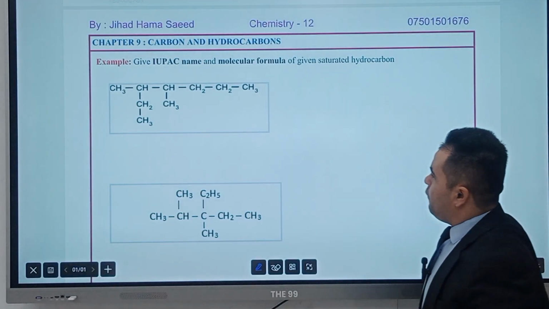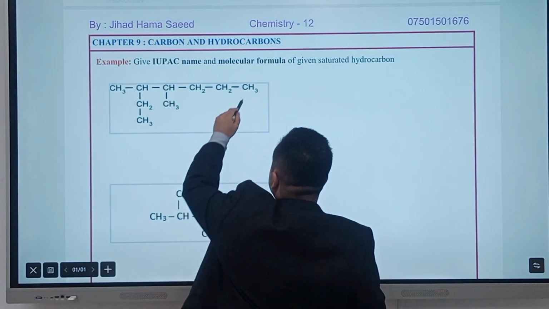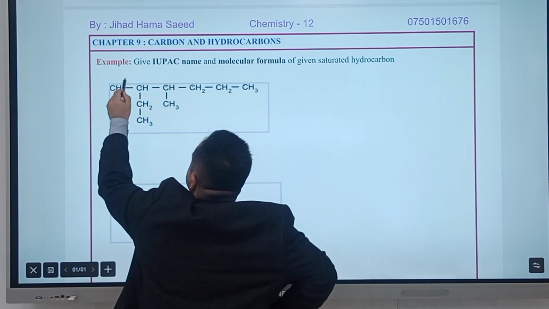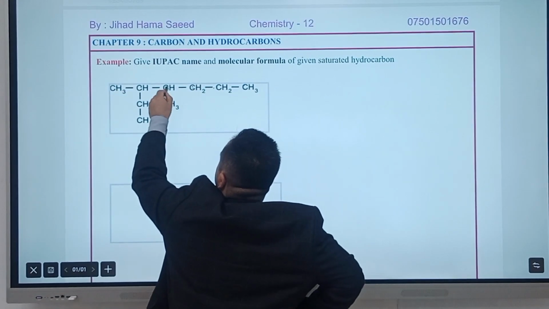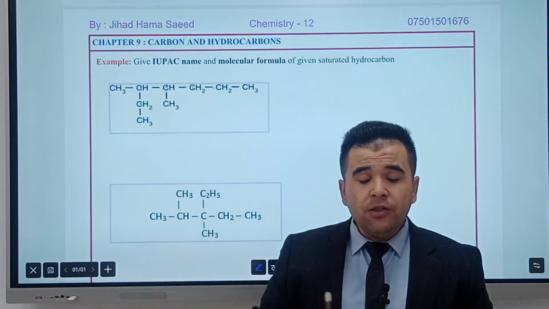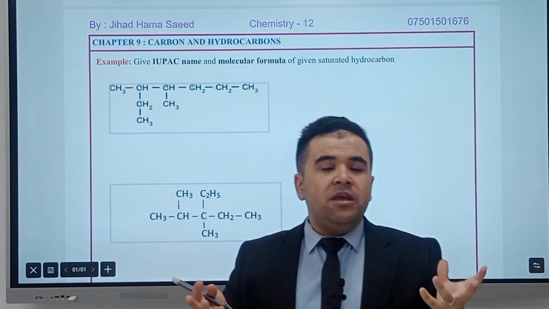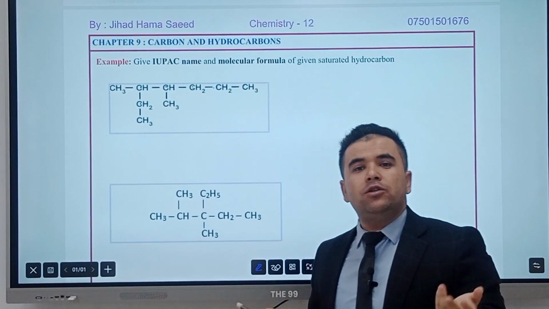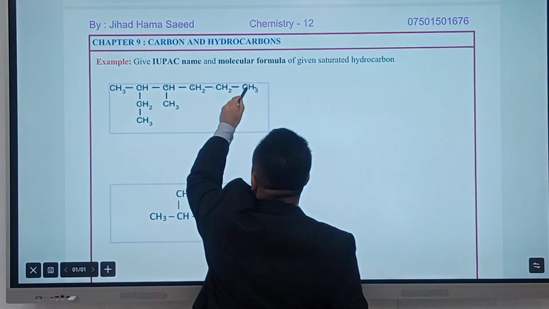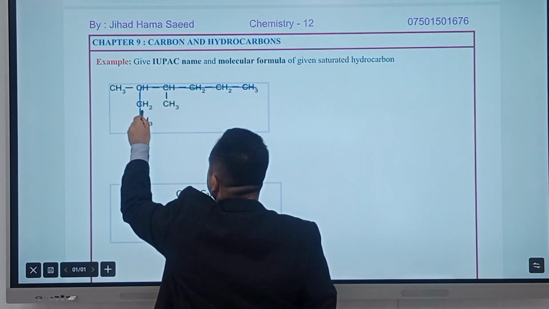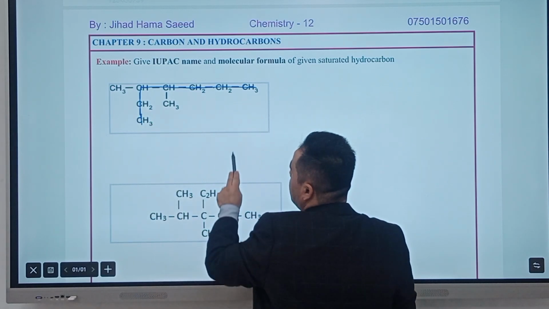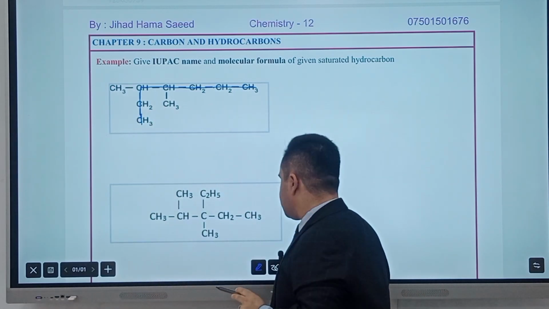Write the name for this formula. Let us practice some more questions. Here we have got 1, 2, 3, 4, 5, 6, 7. Always, guys, the parent is not straight. It can be L-shaped or any other shape. So you have to choose the longest chain. As you can see here, the longest parent is this shape, which contains 7 carbons. But if you choose the straight one, it is 6 carbons.